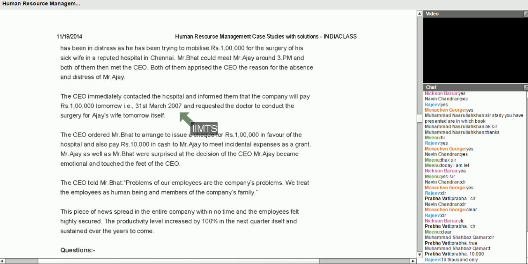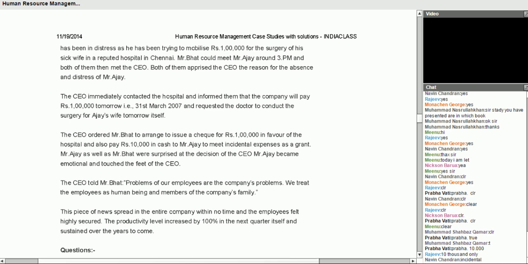It's not 10,000, it's 1 lakh. Yeah, sorry, 10,000. Correct. So he asked the HR to issue a check of rupees 1 lakh in favor of the hospital and 10,000 as incidental expenses as a grant.